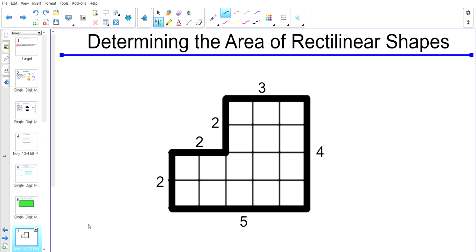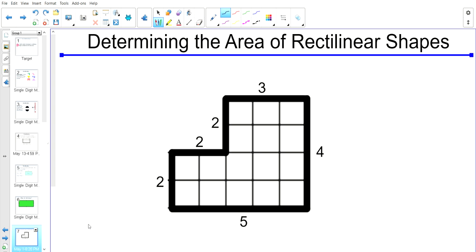This shape is a rectilinear figure because it has only right angles. If I want to determine the area of this rectilinear shape, I need to break it apart or decompose it into rectangles. I know that I can multiply length times width to find the area of a rectangle. So once I have decomposed this shape into rectangles, I can find the area of each rectangle. After we've found the area of each of the smaller rectangles, we add them back together to find the total area of the shape.